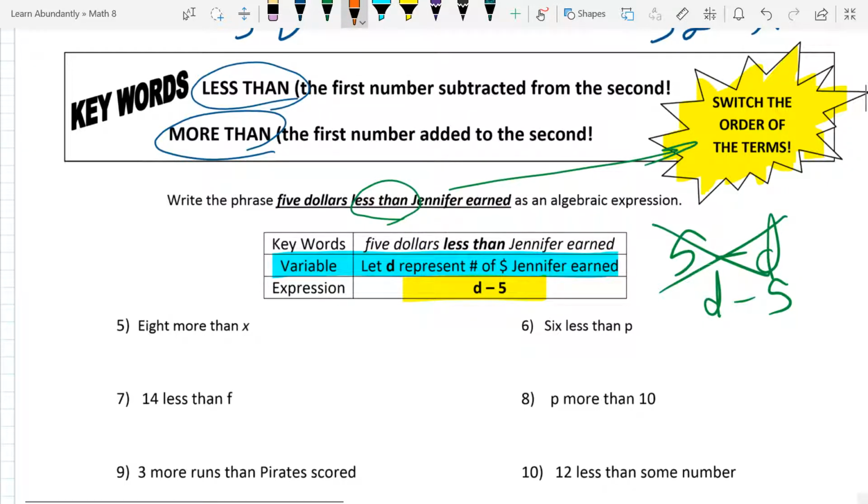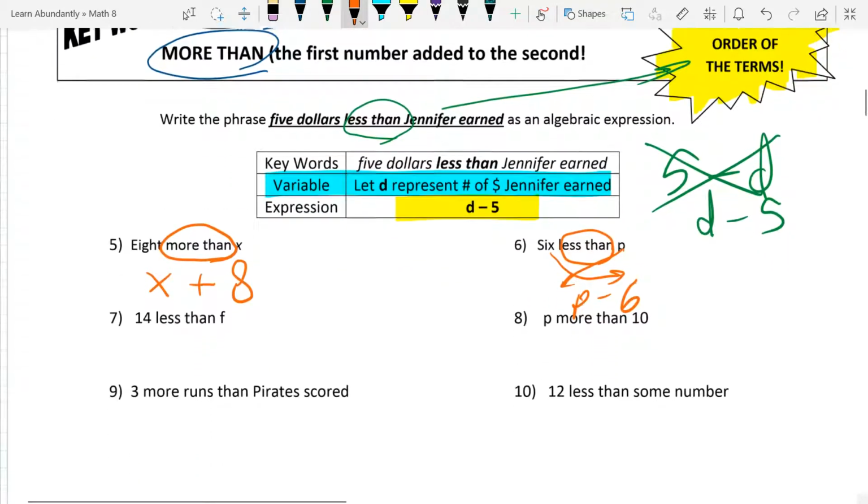All right, let's write down number 5. 8 more than X. More than means we're going to switch the order. So instead of starting with 8, we're going to start with X. More than means plus 8. Number 6 is 6 less than P. That means we're going to switch the order. So I'm going to put these in reverse. P minus 6. Number 7 is 14 less than P.